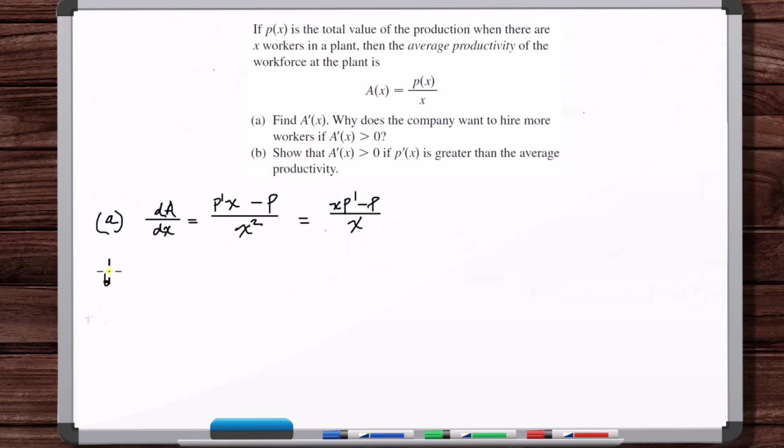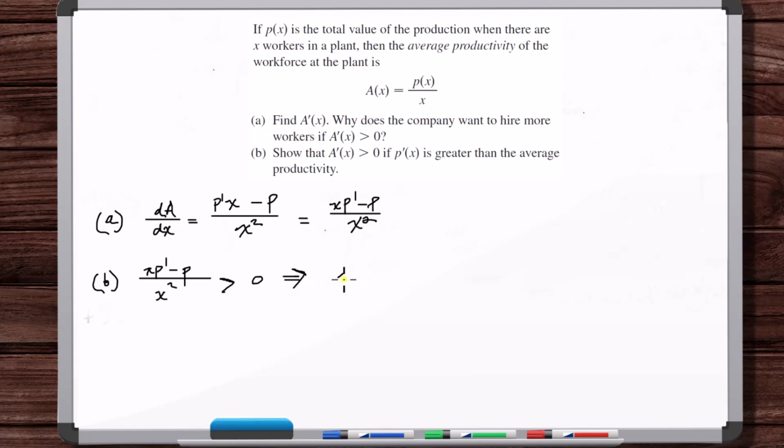Okay? Part B. Show that A prime of x is greater than 0 if P prime of x is greater than the average productivity. Oh, and actually this is x squared. Sorry. So let's take A prime of x, x P prime minus P over x squared. So this is A prime. That's greater than 0. Now let's solve for P prime and see where that takes us.